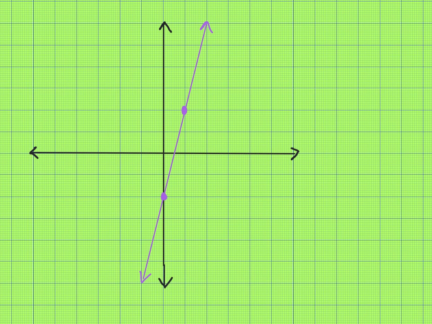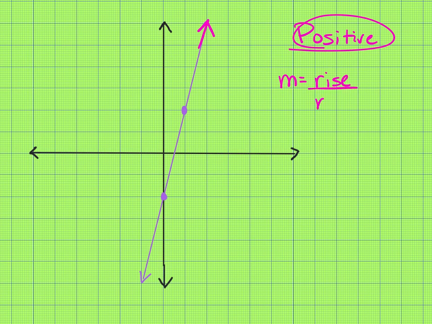For our last graph, this line goes up to the right. That makes it a positive slope. When we use rise over run to determine what the actual slope is, we've got 2 points that the line clearly goes through, and it rises 1, 2, 3, 4 places, and then it runs 1 place to the right. A positive 4 over a positive 1 simplifies to just 4.